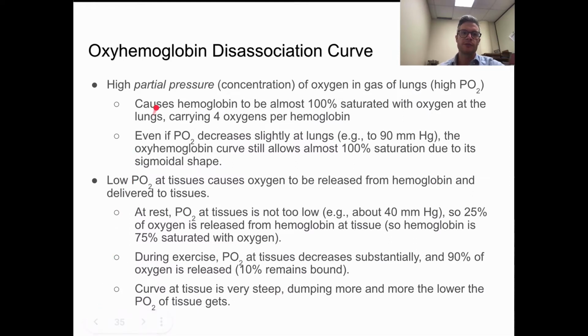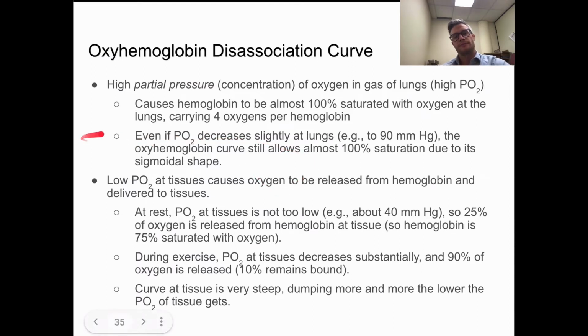Okay, so the first thing that we'll look at is partial pressures, okay, in particular of oxygen. So when we're in the lungs, we have high partial pressure of oxygen. That should make sense, right? Okay, at that point in time, we have, as I mentioned, almost 100% saturation. So all four oxygens are loaded up onto a hemoglobin molecule, or all four globin subunits.